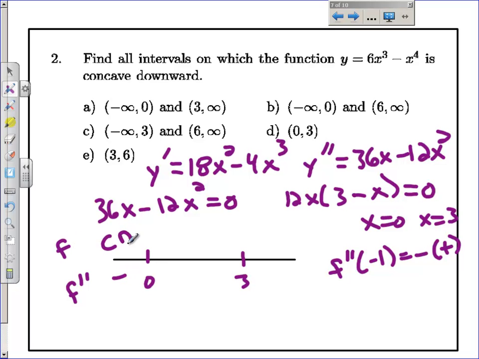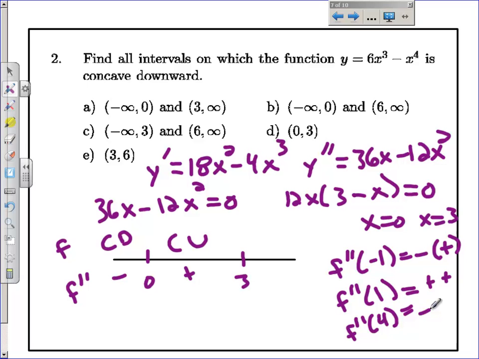Now what about between 0 and 3? Let's try f double prime at 1. If we plug in 1, I'm going to get a positive times a positive, which means f is concave up. And then let's plug in something like 4. F double prime at 4, and we get a positive times a negative. So 12 times 4 is positive, 3 minus 4 is negative, which is a negative second derivative, which means it's concave down. So from negative infinity to 0, union with 3 to infinity, we have concave down.